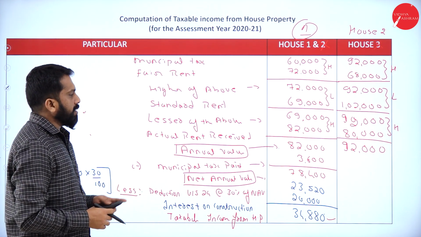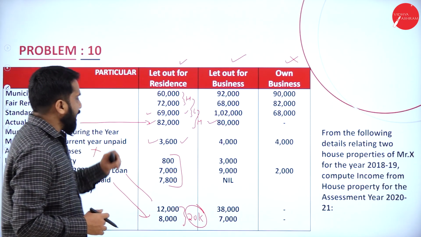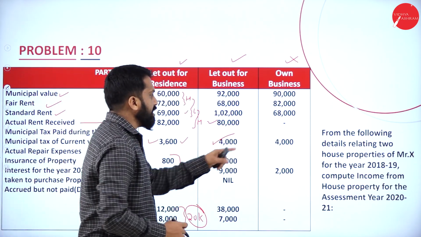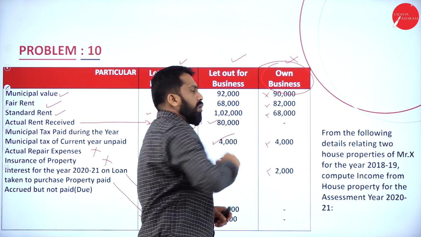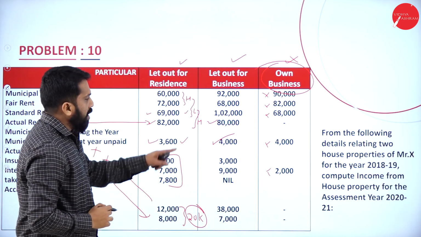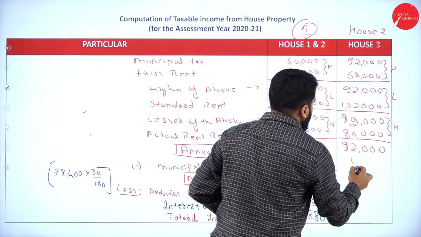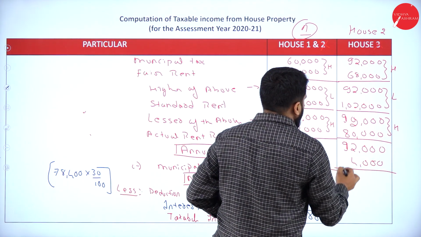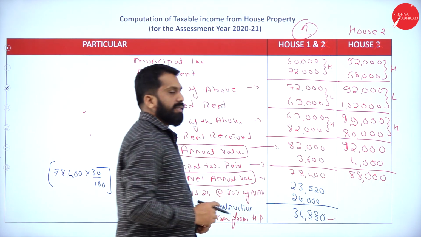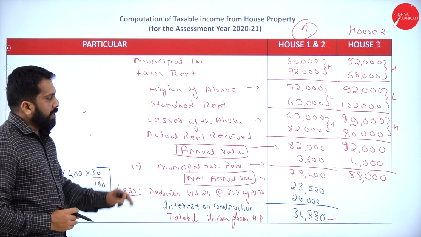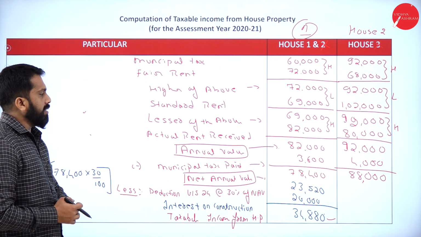Now we'll go for your municipal tax paid. As per this, the municipal tax paid is how much? 4. This one we will not consider. Why? Because this is for own business purpose. Now, how much do we have? We have 4,000. Now, your municipal tax paid is 4,000. Your answer is 88,000. Up to this, any doubt? No doubt. We got 88,000. So what is this? Your net annual value.